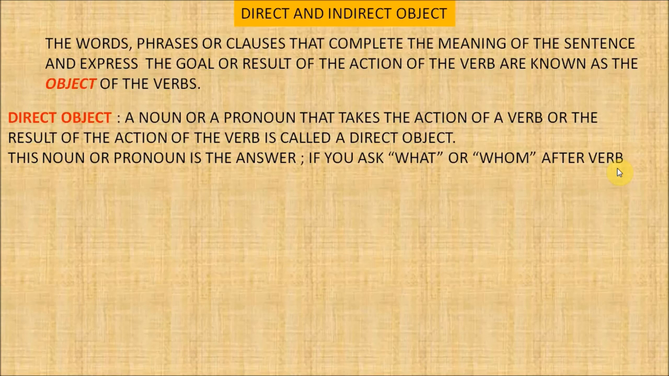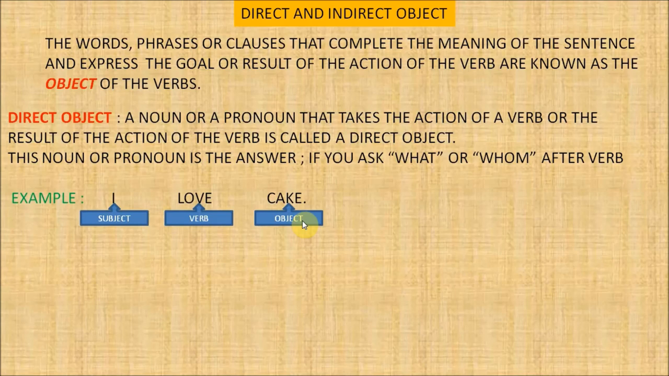For example, I love cake. So, here I is subject, love is verb, and cake is object, which is direct object.